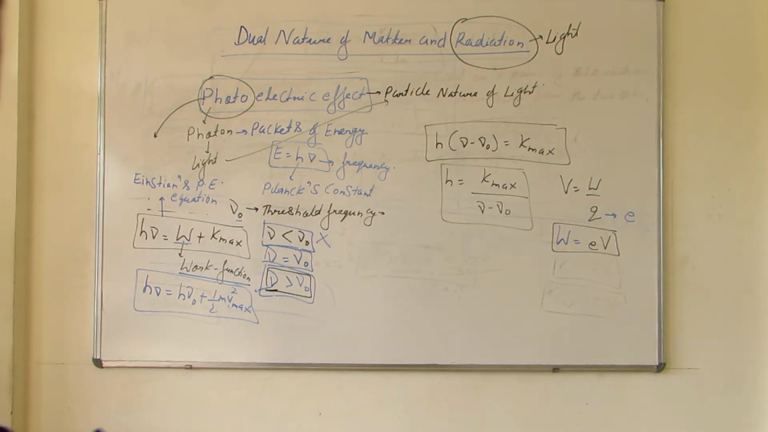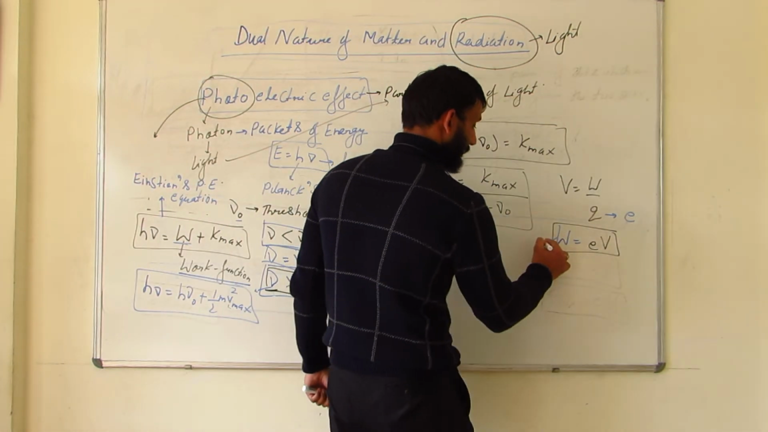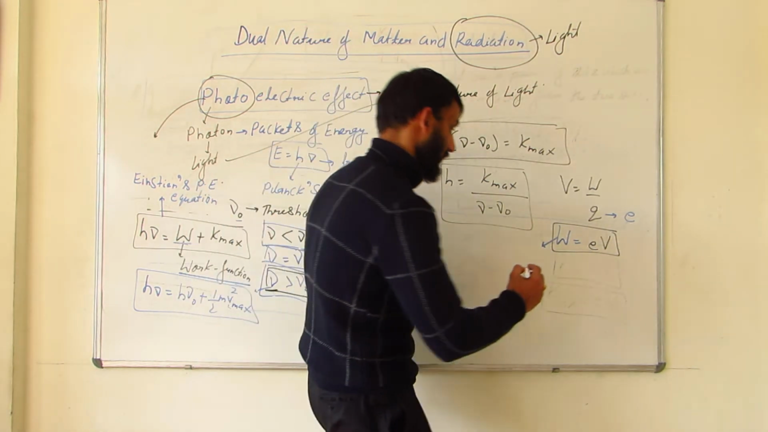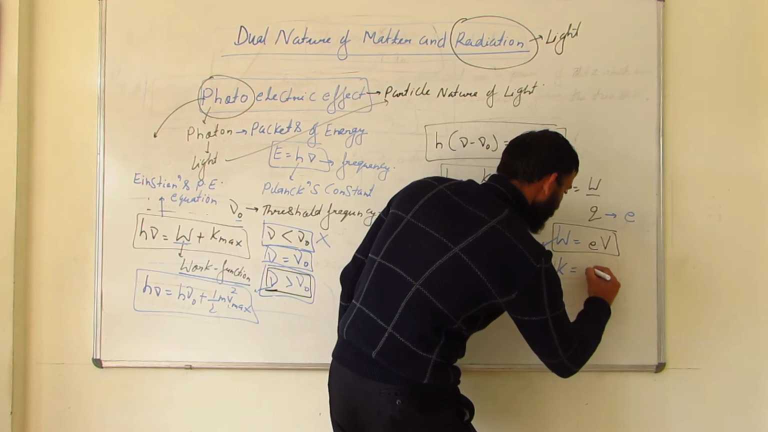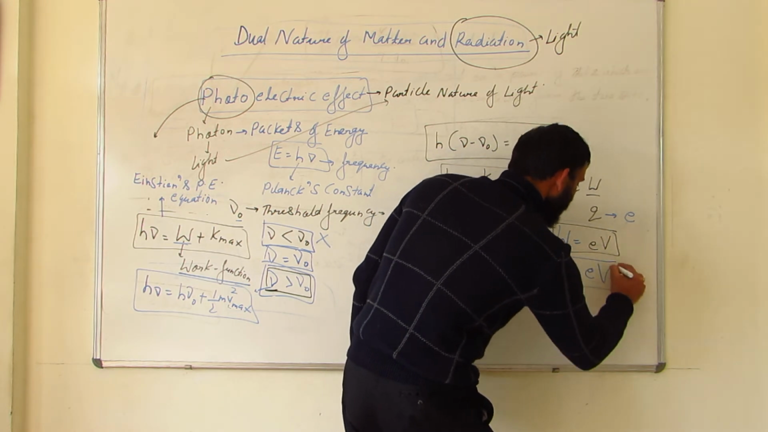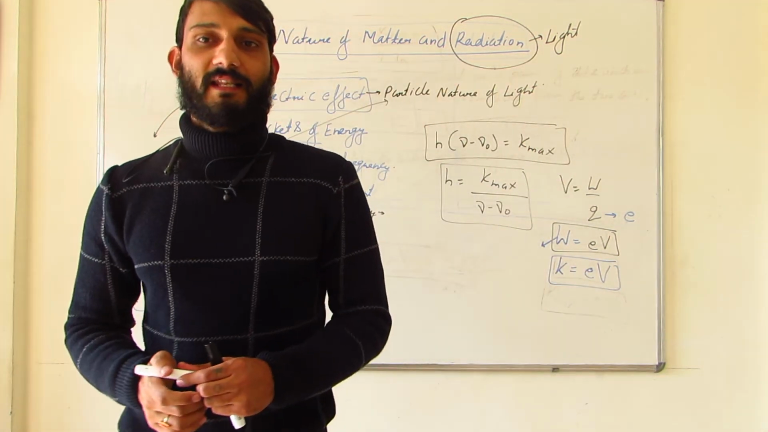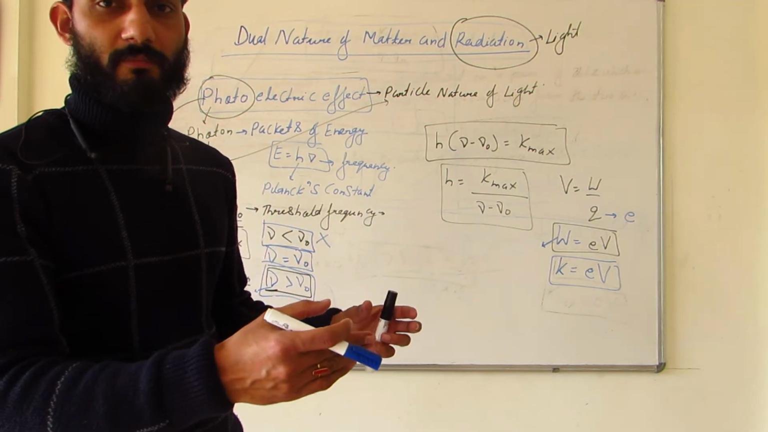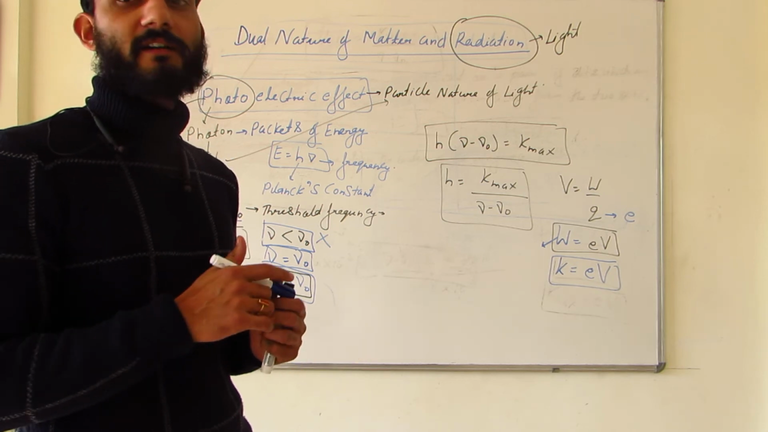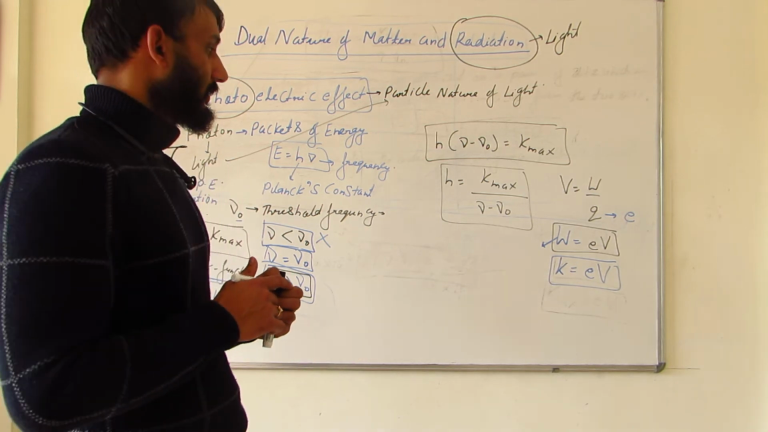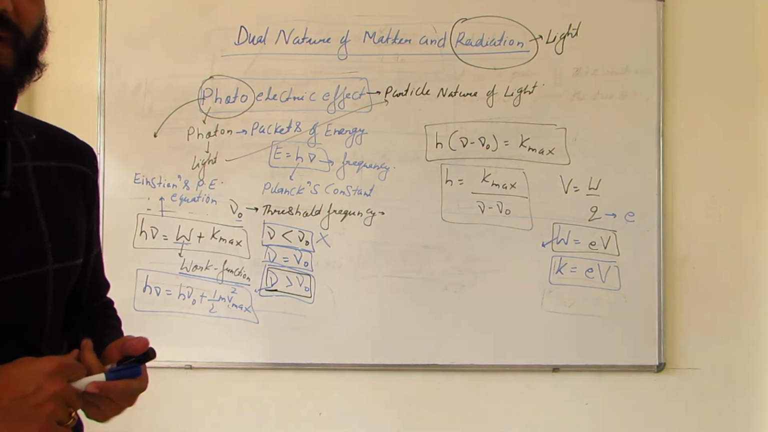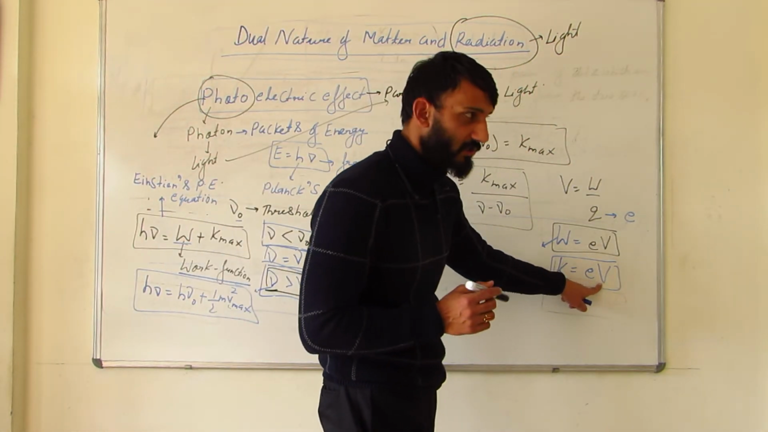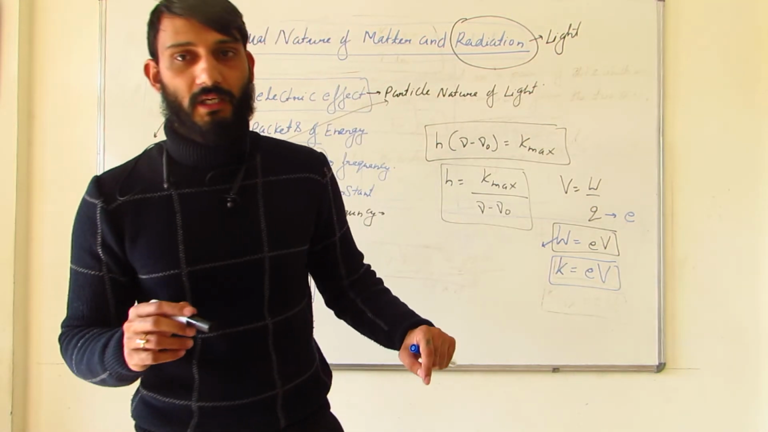And you know that this work will get stored in the form of kinetic energy in the electron. So I can write K is equal to eV. Now what is V? Potential. Imagine one electron is coming towards you and you want to stop it. How do you stop it? By applying positive potential or negative potential? The answer is by applying a negative potential. If I make this potential negative, the electron will stop.